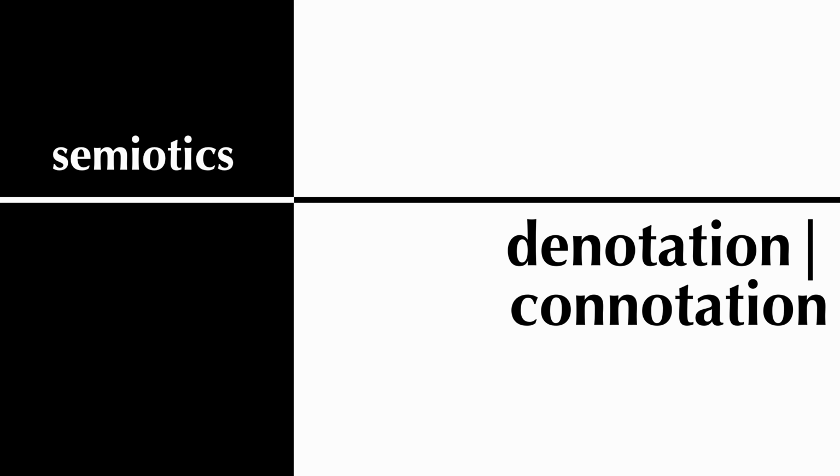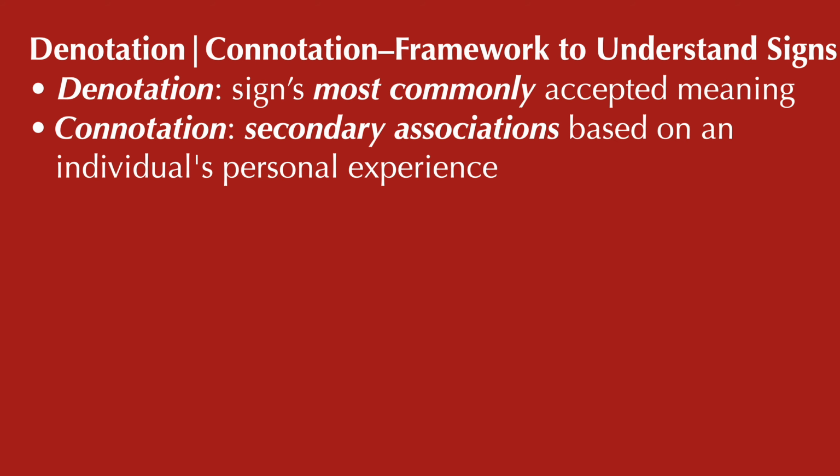So now I'm going to talk a little bit about denotation and connotation. This gets into more of the nuts and bolts of what semiotics is. These terms, denotation and connotation, act as a framework to help understand signs. Denotation first is the sign's most commonly accepted meaning. So it's when you look at a sign, it's what you immediately come to think of it.